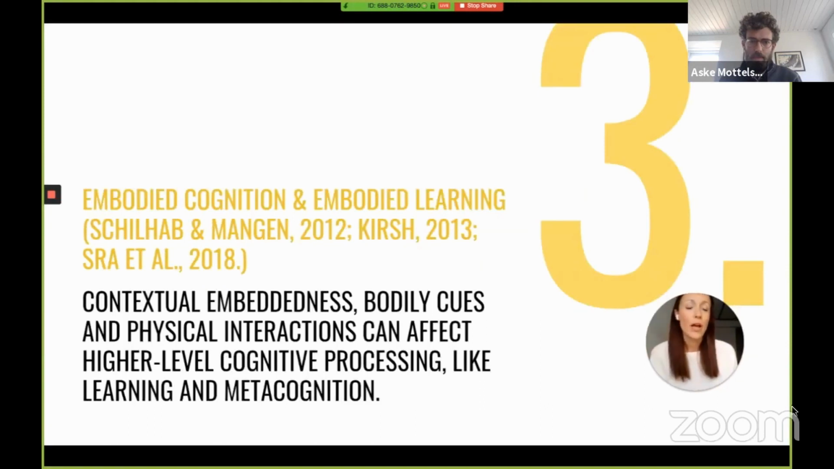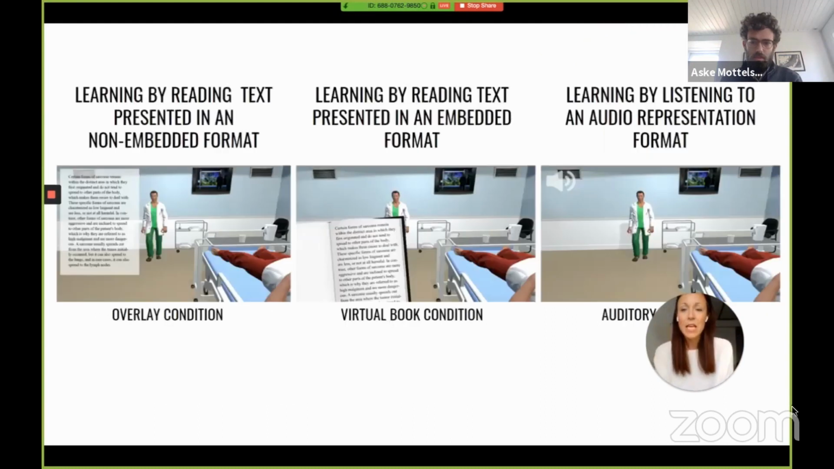We also explored newer and more novel approaches in cognitive studies, such as embodied cognition and embodied learning, where the assumption is that contextual embeddedness, bodily cues, and physical interactions can affect higher-level cognitive processing, like learning and metacognition. So our study at the end consisted of three different conditions: the overlay condition, the virtual book condition, and the auditory condition.